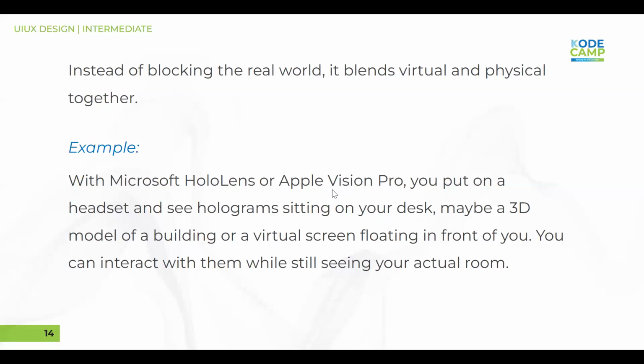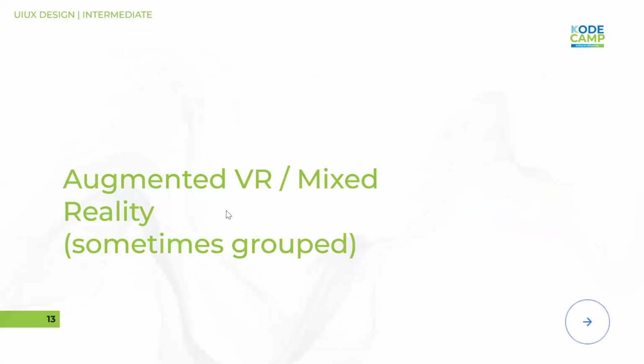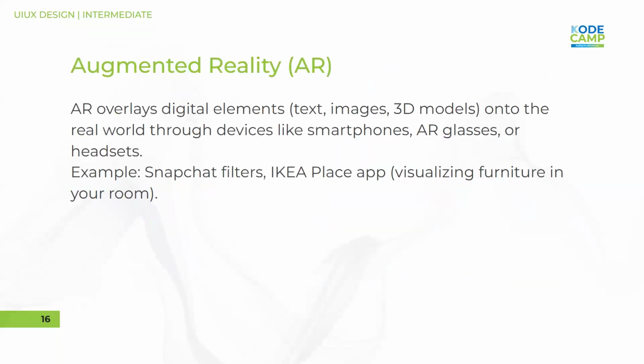All right, so we're talking about using HoloLens and Vision. The next on our list, after augmented VR or mixed reality, is augmented reality. That's AR. It says that AR overlays digital elements such as text, images, and 3D models onto the real world through smart devices, smartphones, AR glasses, or headsets.